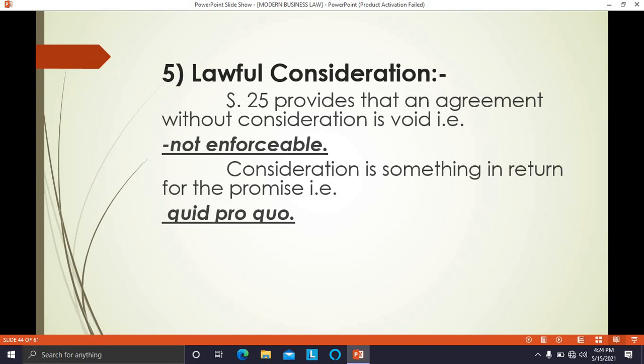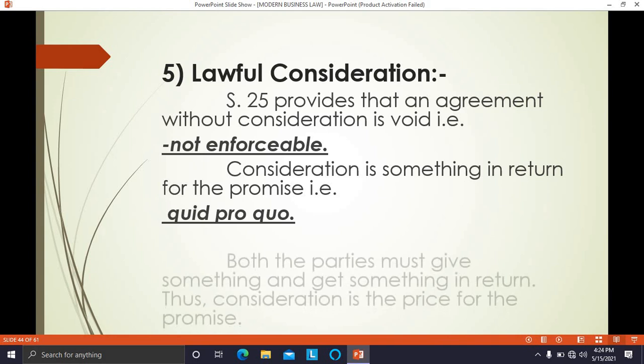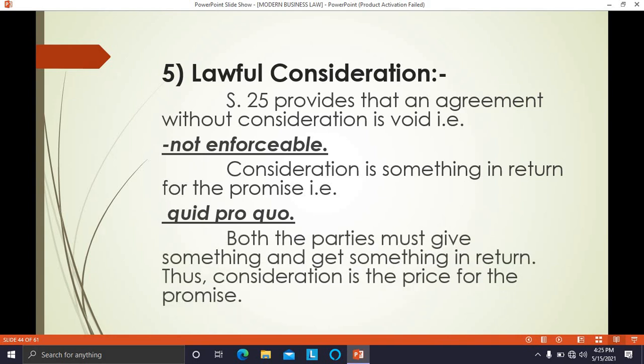Now what does this something in return mean? In an agreement, both the parties must give something and get something in return. That means the consideration is the price for the promise. When we are doing something or promising to do something, we should get something in return. Both the parties should give something and get something in return. That is called consideration. So consideration is the price which the parties to a contract are getting for their promise.